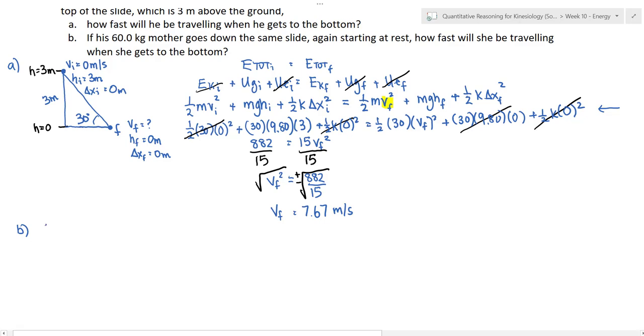So I'm going to write 60 times 9.8 times 3 is equal to 1/2 times 60 times V final squared. Okay, everything that got canceled, I'm just not writing it at all. So how is that going to change my answer? Should we go ahead and type it all up and see? So we have 60 times 9.8 times 3, and that's 1,764 is equal to 1/2 times 60, which is 30, V final squared.